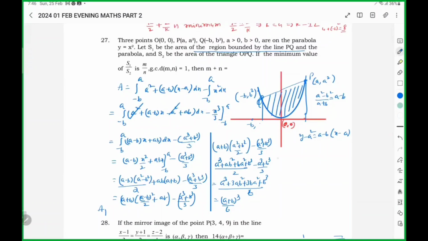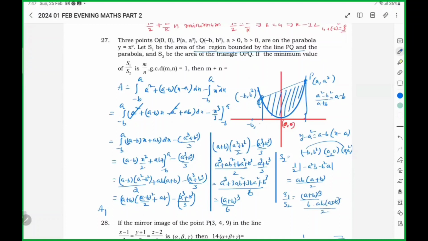So now let us find out another area. S2 here: minus B square 0 0 A comma A square. When 0 0 is there, product of extremes minus product of means, which is... so S1 by S2 will be 6 into AB into A plus B by 2.